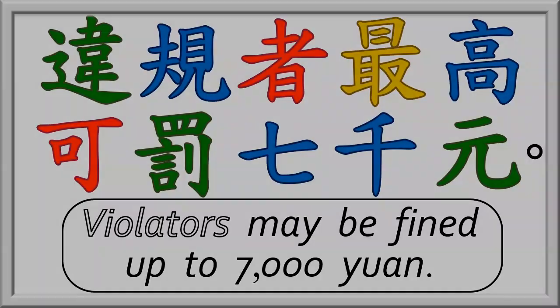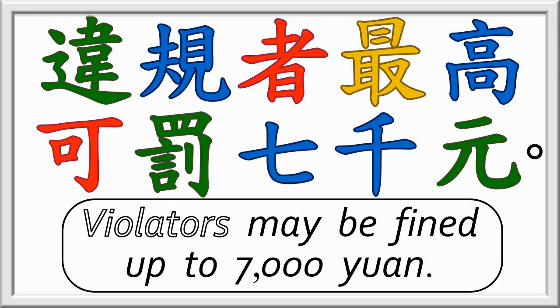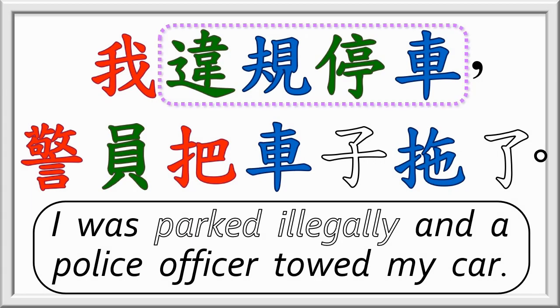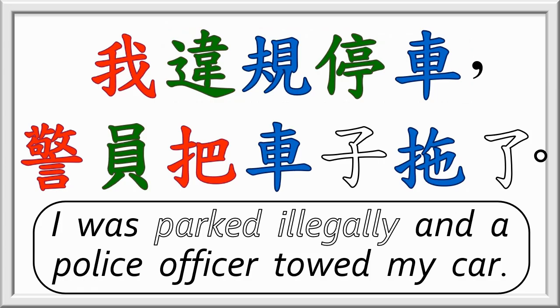A more direct way to say violate a rule or regulation is 违规。违规者最高可罚7000元。Violators may be fined up to 7,000 yuan. 超速行驶是违规行为，会被重罚。Speeding is a violation and will result in a heavy fine. 我违规停车，警员把车子拖了。I was parked illegally, and a police officer towed my car.